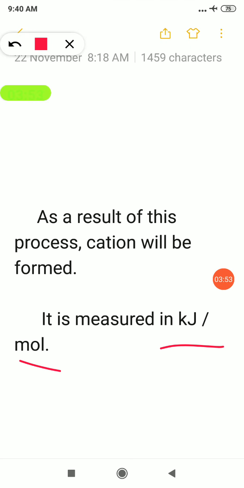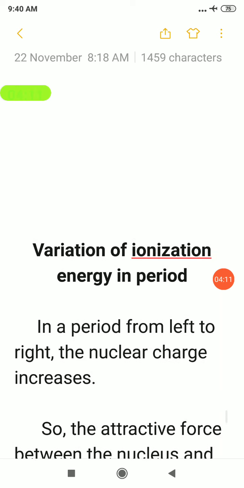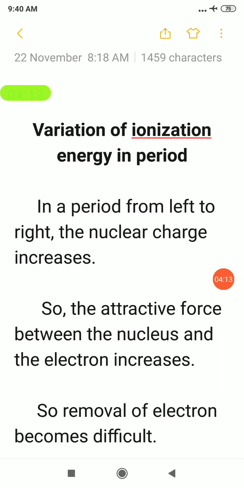What is ionization enthalpy? The energy required for the removal of a most loosely bound electron from an atom is called ionization enthalpy, and as a result of this process we will get a cation, and the ionization enthalpy is measured in the unit kilojoule per mole. Then we can see the periodic trends, that is the variation of this property in a period and in a group. First we can see the period.